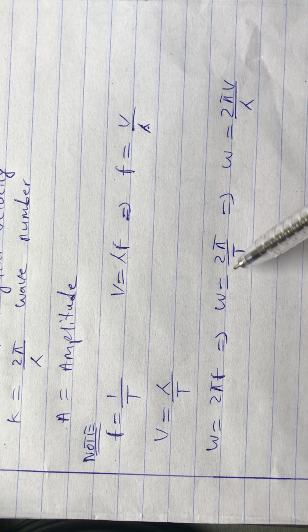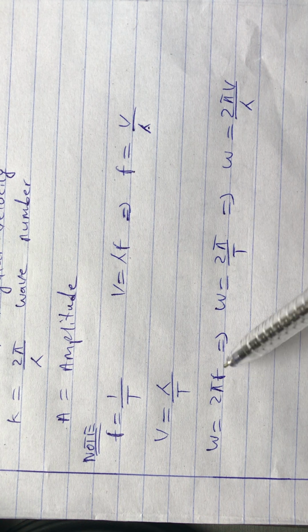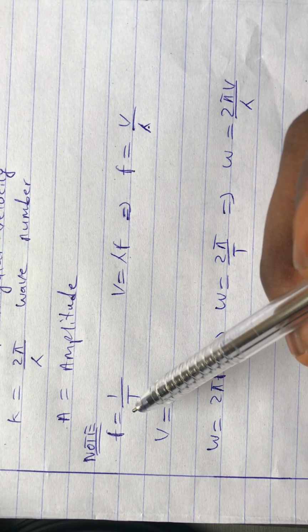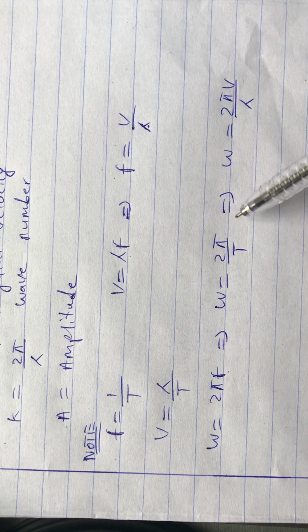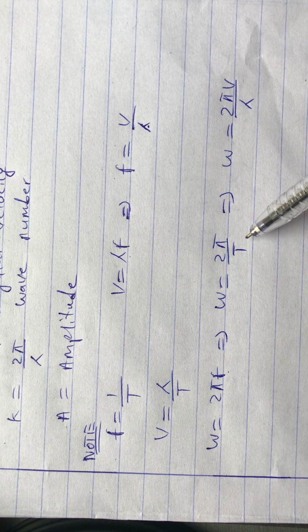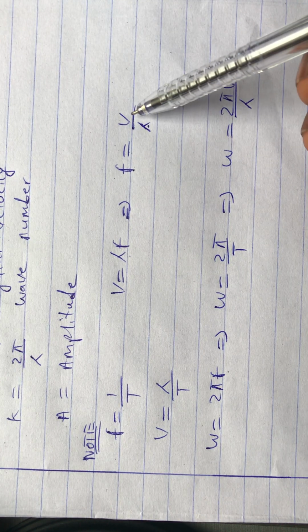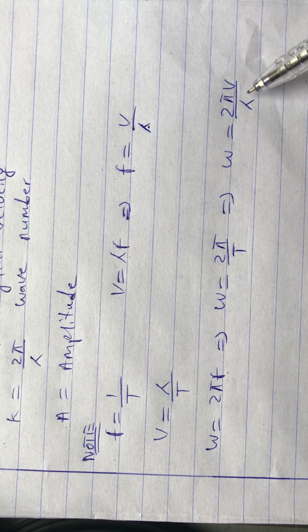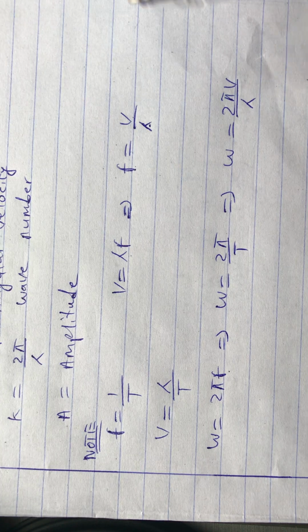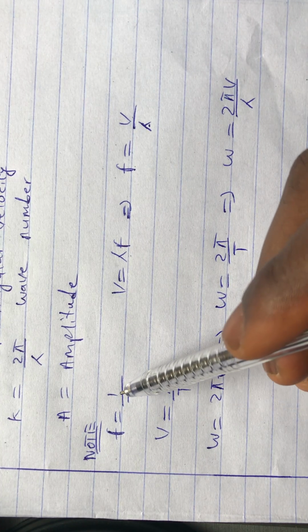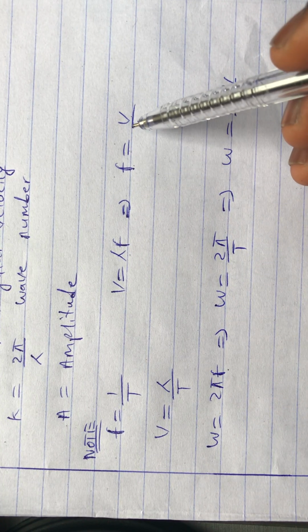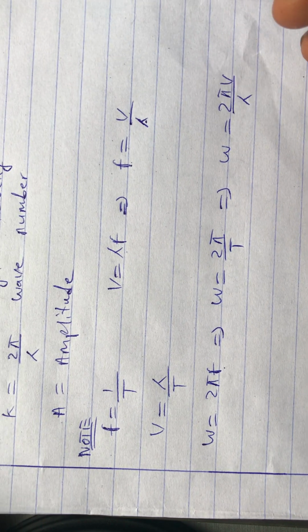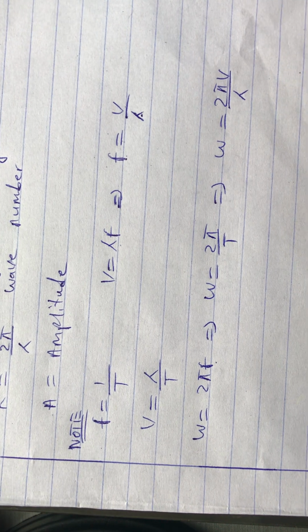The first one is 2 pi f, and the second one is when f equals 1 all over T, which gives 2 pi all over T. If you substitute f equals v all over lambda, you will have 2 pi v all over lambda. And you can see that f equals 1 all over T and also equals v all over lambda. Take note of this.